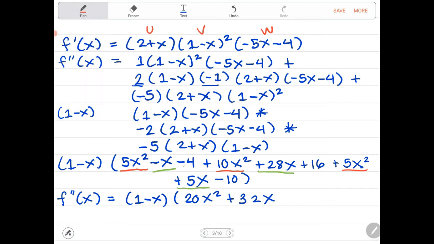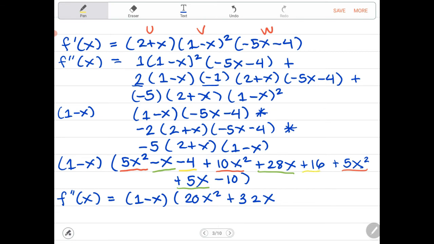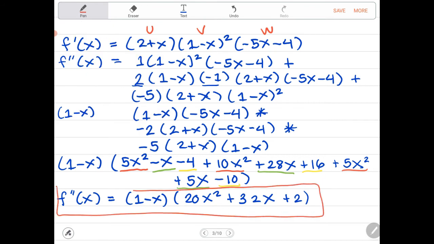For the constants naman: negative 4, positive 16, positive 16, and negative 10. That is 2. So plus 2. Okay? So now, this will be our final answer. The second derivative will be quantity 1 minus x times quantity 20x squared plus 32x plus 2. Okay? So this will be our final answer.